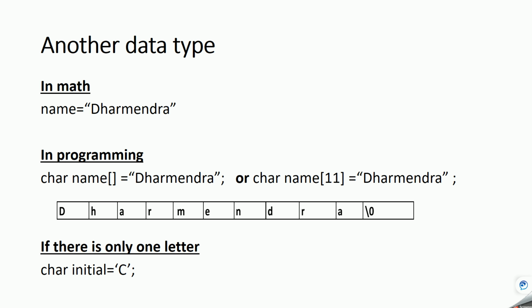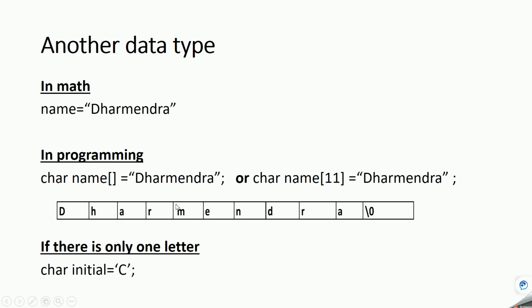Now we have another concept similar to data types, integer and decimal. Suppose we want to represent a sequence of alphabets. In math we might write somebody's name or a title, like name equal to Dharmendra, or C programming. The same thing in programming we write with characters. To represent a sequence of characters we use a data type called char, and we write it as char name, with a box, equal to, and between double quotes the value that you want to give. Here I have given a name, you can write anything you want.